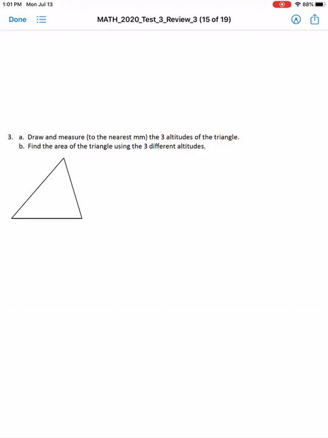Now altitude is another word for height. Okay? And so in order to find the height of a triangle, you need to establish a base. So I'm going to start with the triangle oriented in this direction. And this direction has a base. The triangle's base is this side here.